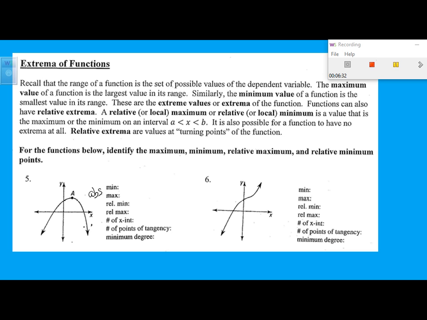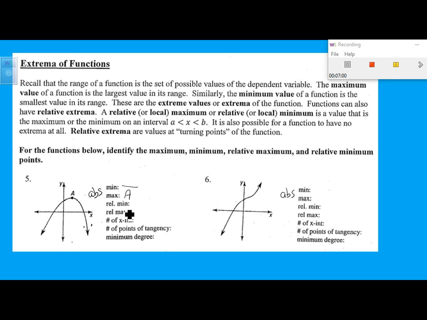So even on number 6 here, we're looking at the absolute maximum and minimum. Well, this is a parabola looking graph. It definitely has a highest point on the graph, but it doesn't have a lowest point on the graph because these branches go down forever. So in terms of an absolute minimum, there is none. In terms of an absolute maximum, it's going to occur right here at point A.